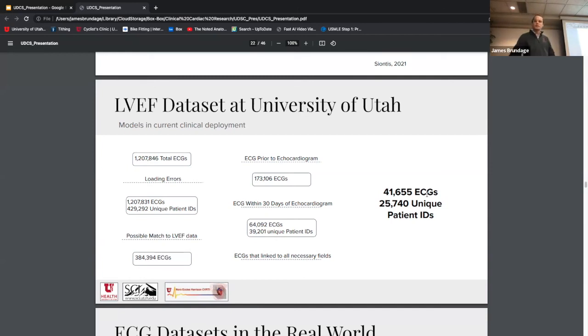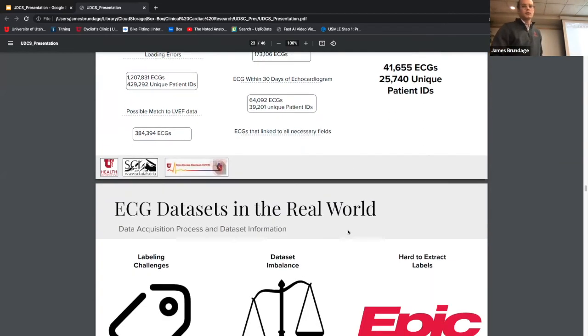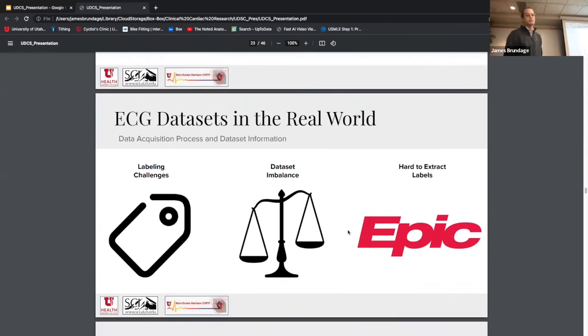This process took a long time and a lot of dedicated work from some excellent people at the University Hospital Data Science System. So this was really exciting to finally get down to this data set. But we learned a few things about what this data set was going to look like and about doing these problems in the future.